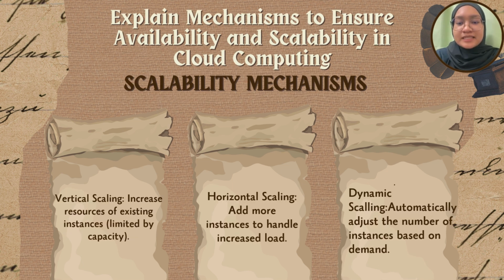Next, for scalability mechanisms, first, vertical scaling. Increase resources of existing instances, limited by capacity. Second, horizontal scaling. Add more instances to handle increased load. Third, dynamic scaling. Automatically adjust the number of instances based on demand.